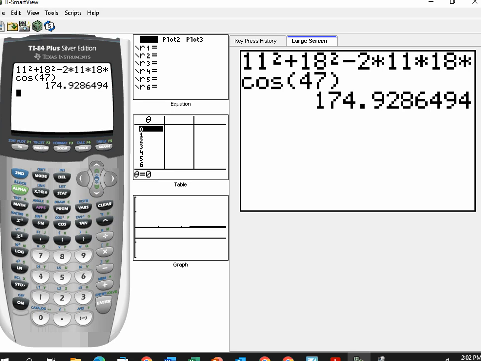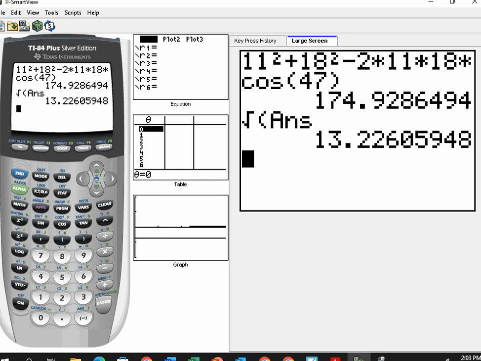We have to square root it, right? This is A squared. Yes. So to take the square root, don't round. Do second and then x squared. That gets you your square root. And then I want the square root of that answer. You can highlight it, or you can do second and then answer. Do you see the little negative key at the bottom, how it says ANS? Second, push the negative key. There we go. And that will take the square root of your answer.